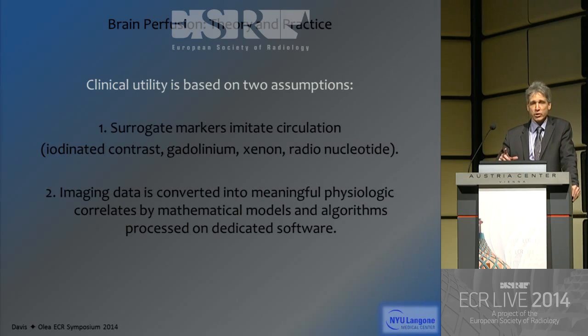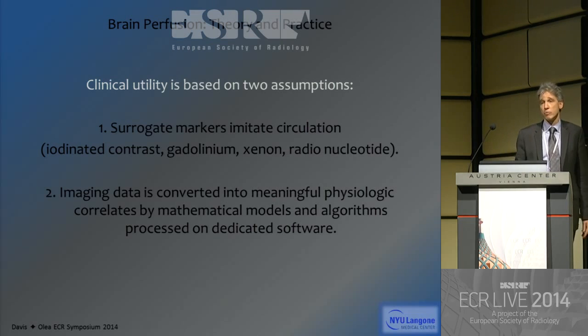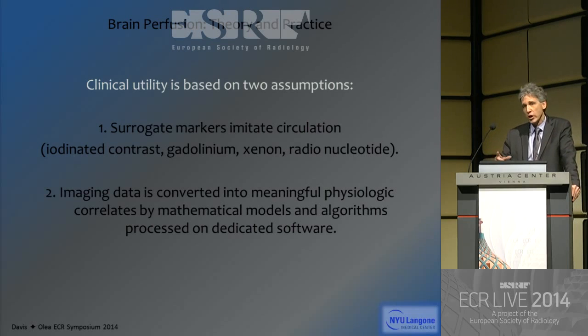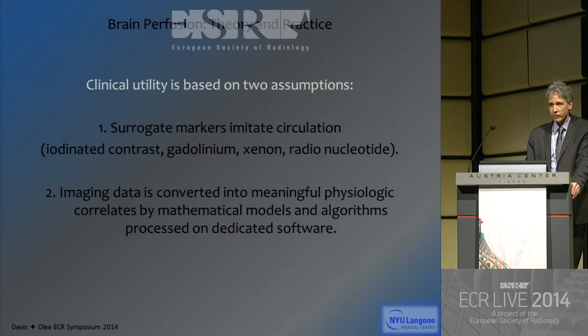There are two assumptions that we make when we bring this to the table. The first is that the surrogate markers that we inject into the patient, iodinated contrast or gadolinium, imitate the circulation. And I think that's a fairly safe assumption to make. The second assumption is that the imaging data that we receive is converted into a meaningful physiologic correlate by the models, the algorithms, and the post-processing equipment that we use in everyday practice. And that second assumption is not as safe.